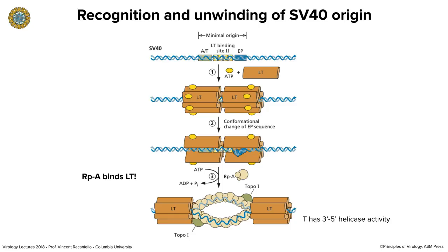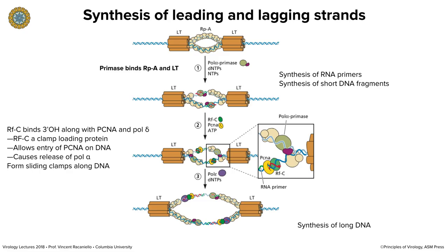So the T antigens bind the origin, they melt it. You see they have helicase activity that's part of that melting. And then this RPA actually initially comes into the complex because it binds to T antigen. And that's how the T antigen is recruiting the DNA synthesis machinery. That's the first step. So we have a little bubble here, a melted single strand on either side that's been formed by LT pulling in this single-stranded DNA binding protein.